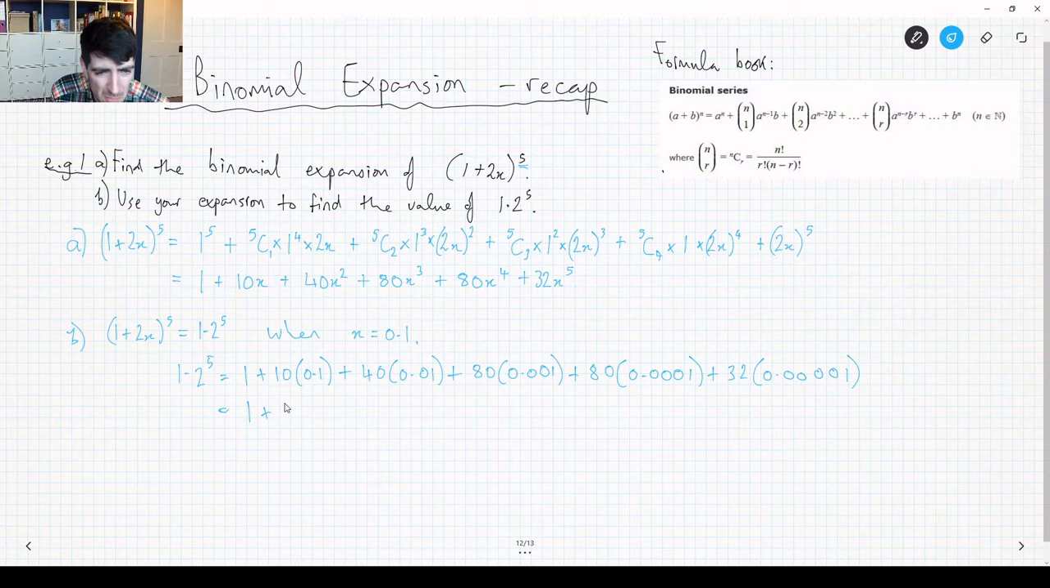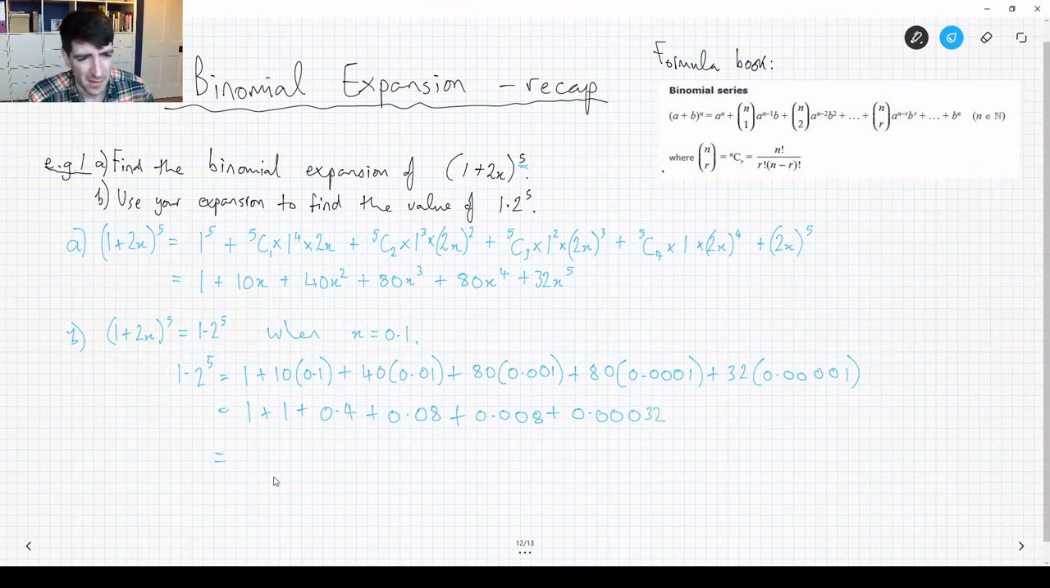It's 1, add 1, add 0.4, add 0.08, add 0.008, add 0.00032. And so we can just add those together then. So I'll just do that on my calculator. 1, add 0.4, add 0.08, add 0.008, add 0.00032 is 2.4882. Now I've just been a bit lazy at the end there.